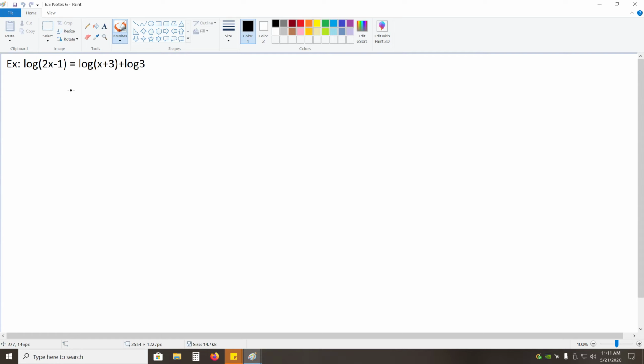For our last problem, I'd like you to take a moment to pause the video and see if you can solve this. We have log of (2x minus 1) equals log of (x plus 3) plus log of 3. Trying this together, we are adding two logs together, which means we can condense them into multiplication, which will give us one log equals another of the same base, which is exactly what we need. So we get log of (2x minus 1) equals log of 3 times (x plus 3).